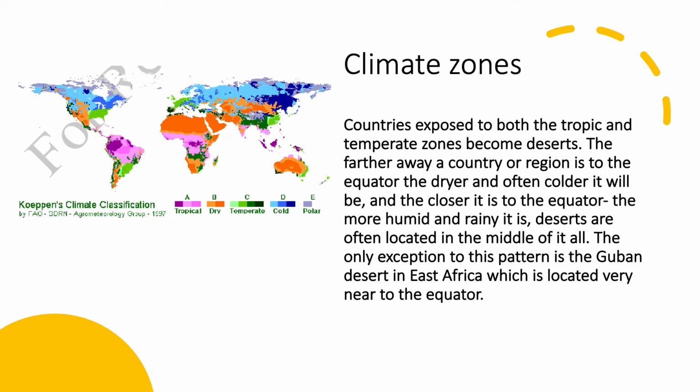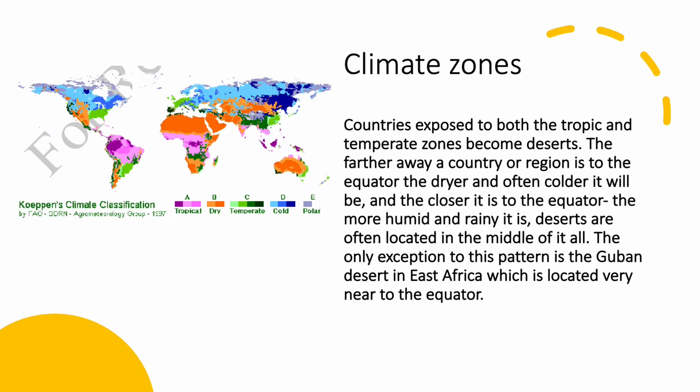Climate zones. Countries exposed to both the tropic and temperate zones become deserts. The farther away a country or region is from the equator, the drier and often colder it will be, and the closer it is to the equator, the more humid and rainy it is. Deserts are often located in the middle of it all.